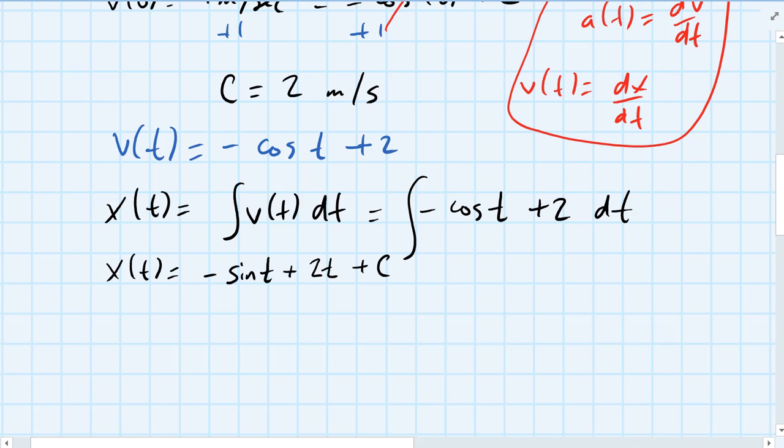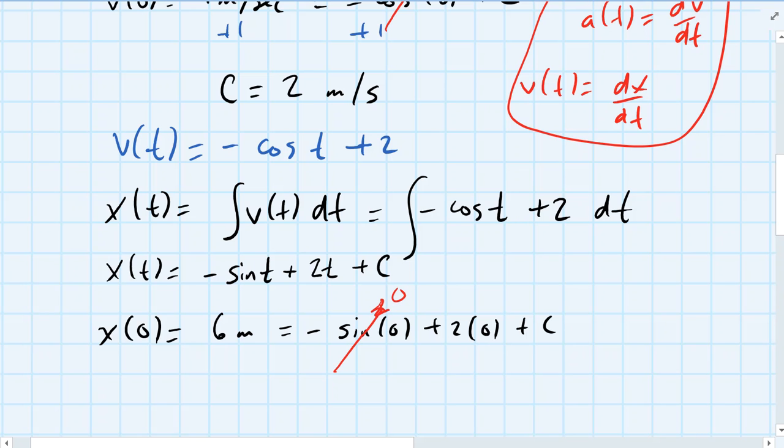I need to find that c. Did they give me an initial position? So at time 0, the position is 6 meters, which is going to equal negative sine of 0 plus 2 times 0 plus c. Well, what's sine of 0? Zero. I'm showing you how tricky this can be. Sometimes it's 1, sometimes 0, right? Cosine of 0 is 1, sine of 0 is 0. So is c just 6?